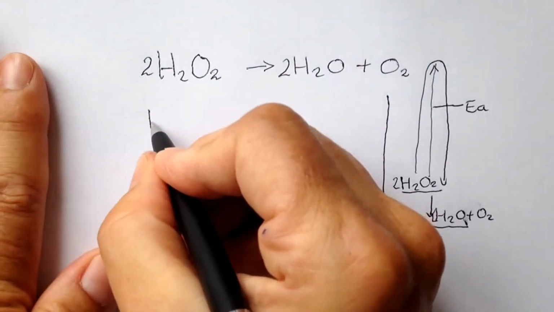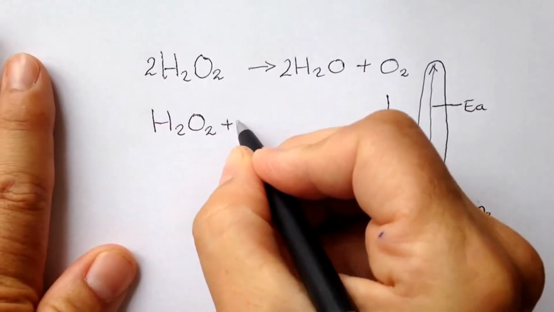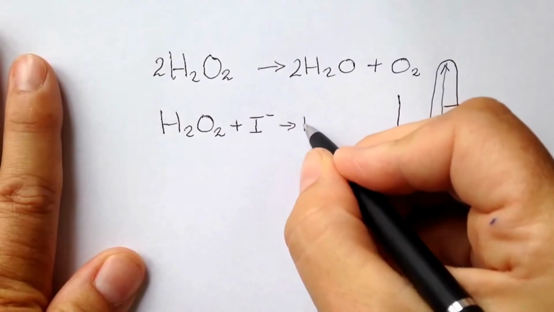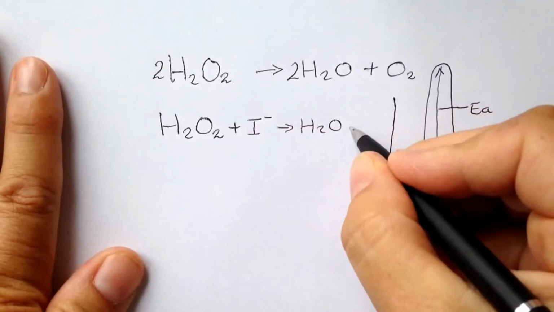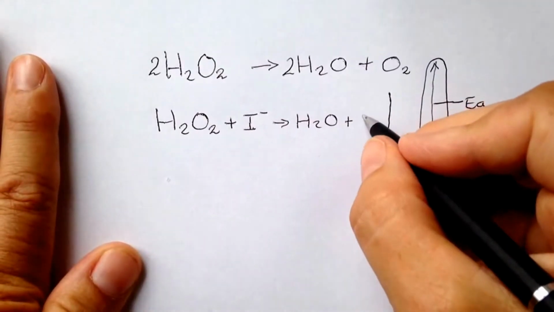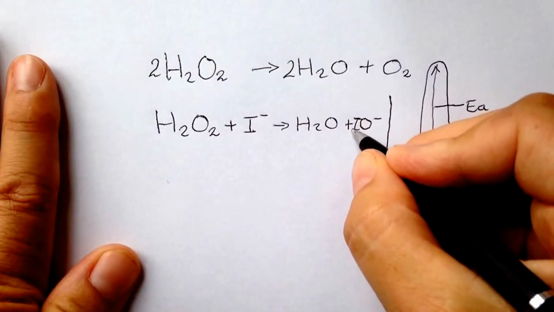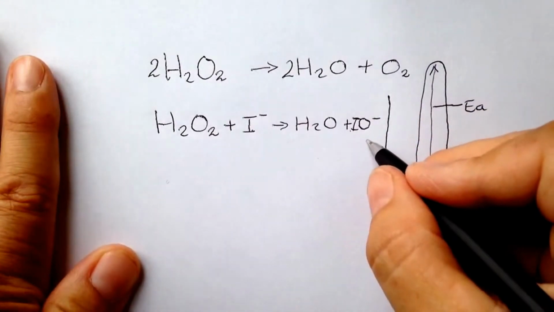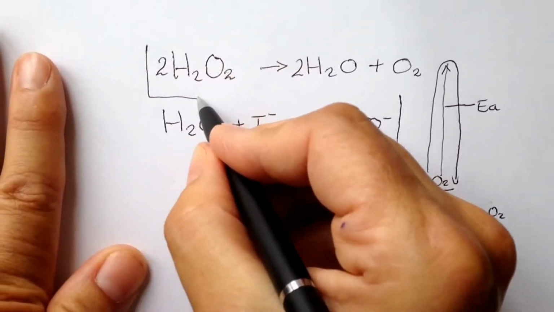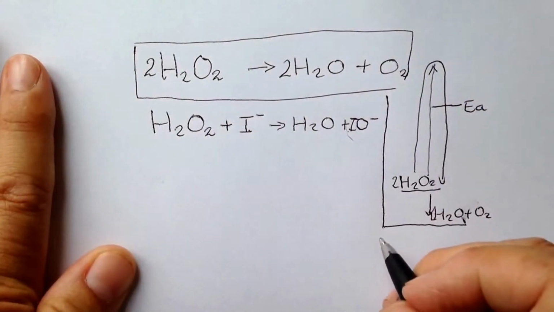One of the hydrogen peroxide molecules reacts with an iodide ion, which then produces water and what is called an intermediate, IO minus. Now this intermediate does not appear in the overall equation, so it must get consumed in the next step.